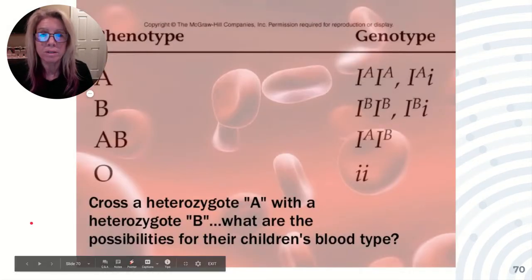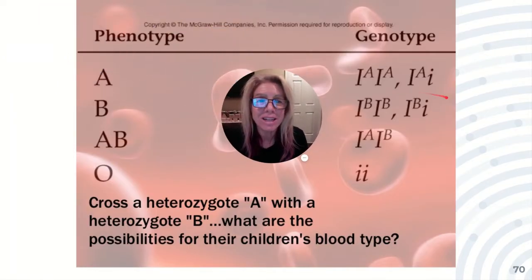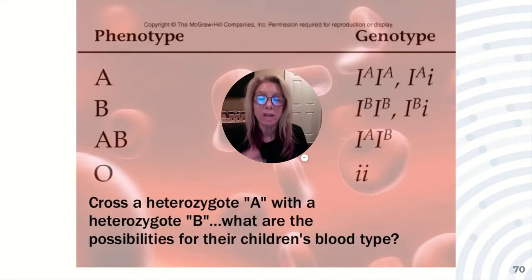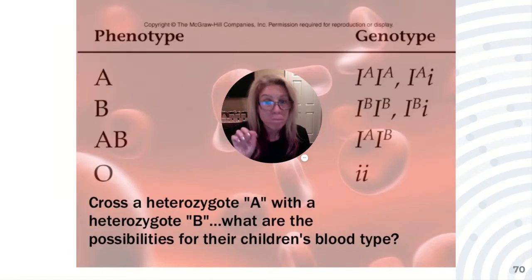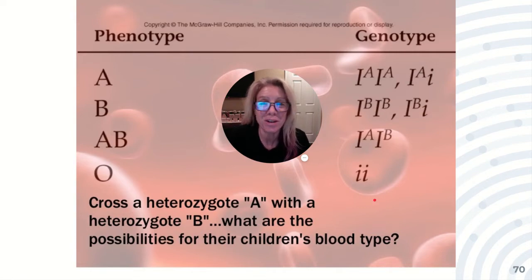Another way of writing that is like this. What I would like you to do is cross a heterozygote A with a heterozygote B, and then tell me the genotypes and the phenotypes of the children. You might want to pause the video and either work it out digitally or on a piece of paper. If you're one of my students, then on the EdPuzzle, I'll be asking a question. If you want a little bit of help, a heterozygote A would be an individual like this, and a heterozygote B would be an individual like this.